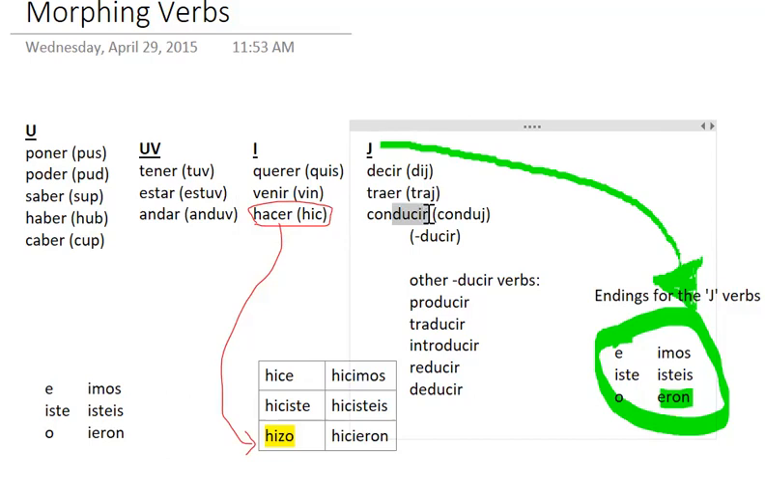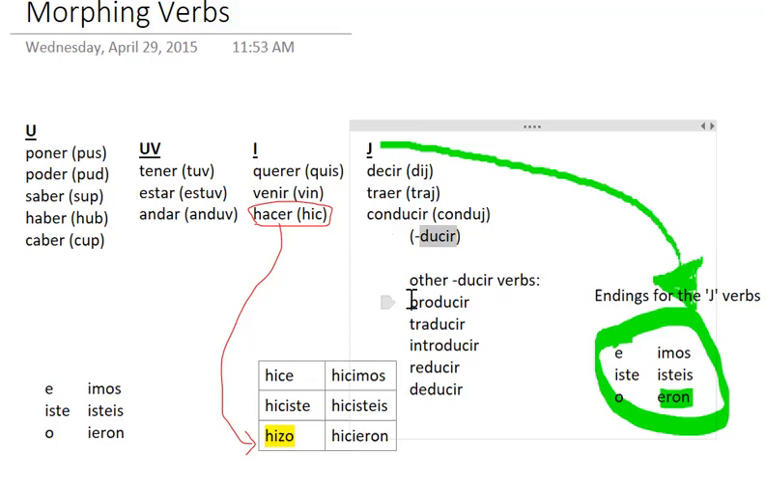So if you notice that a verb ends in D-U-C-I-R, the stem is going to end in D-U-J. So conducir has that D-U-C-I-R at the end, but it's got the C-O-N in front: C-O-N-D-U-C-I-R. That means our stem is going to become C-O-N-D-U-J. That D-U-J is replacing any D-U-C-I-R verb. So every D-U-C-I-R you see, we're going to turn into D-U-J.